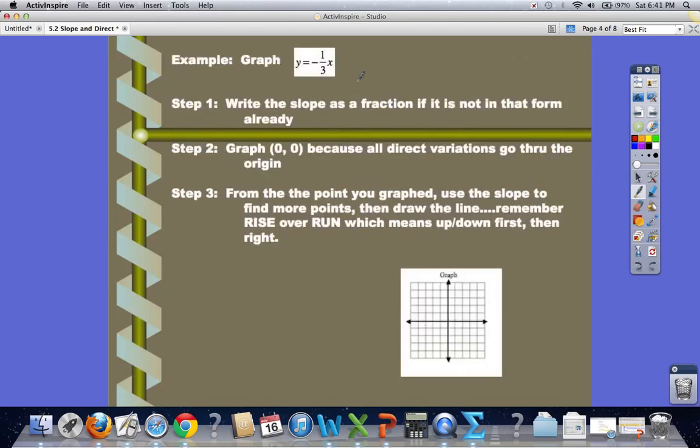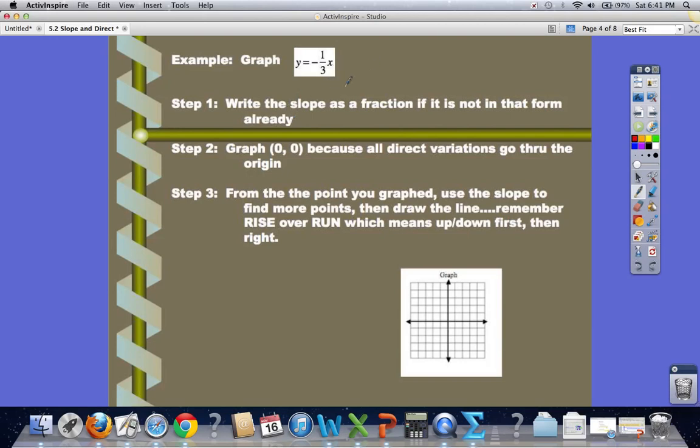Example: graph this equation, y is equal to negative 1/3 x. First step, you will write the slope as a fraction if it's not in that form already. And it happens to be that this one is in fraction form. But if not, remember you can put any number over top of 1 and now it's a fraction.